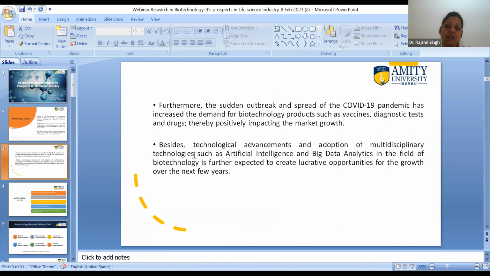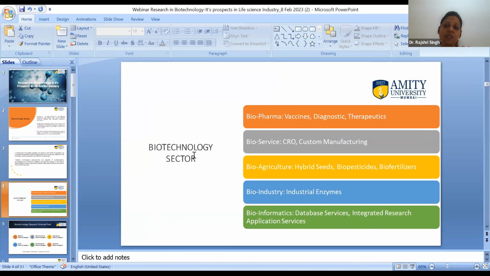Also now there are certain technically advanced studies being done, which are multidisciplinary, such as artificial intelligence and big data analysis in this field, which is creating lots of opportunities for people who want to work further in this field. When we talk about the biotechnology sector, it can contribute through biopharma, where we can develop drugs, vaccines, diagnostic kits, therapeutics, and many other kinds of interventions for treatment.